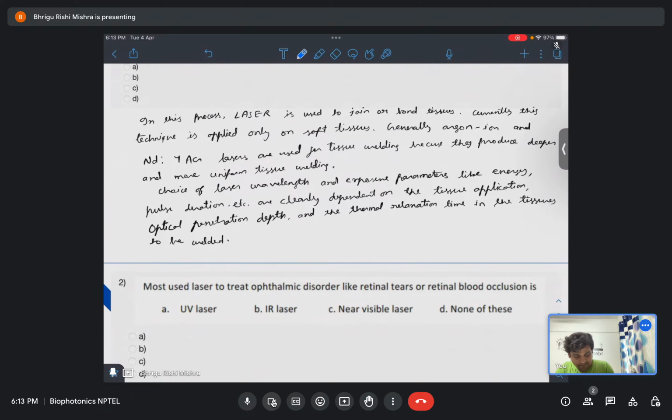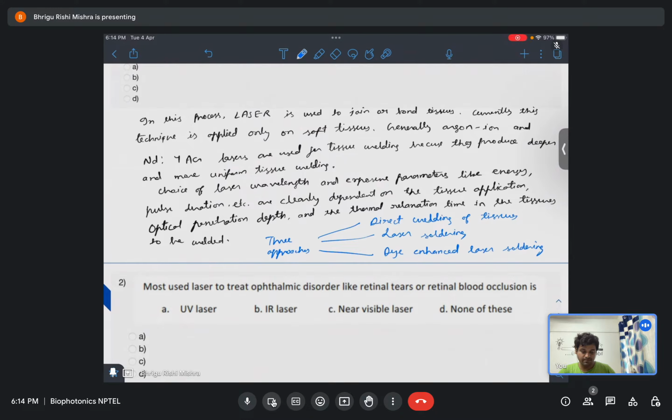Three approaches. Number one, direct welding of tissues. Number two, laser soldering. And number three, dye enhanced laser soldering. Okay, so these are some general information and characteristics of tissue welding.